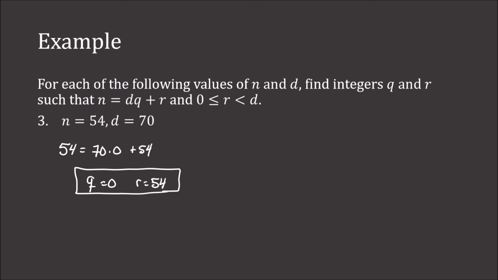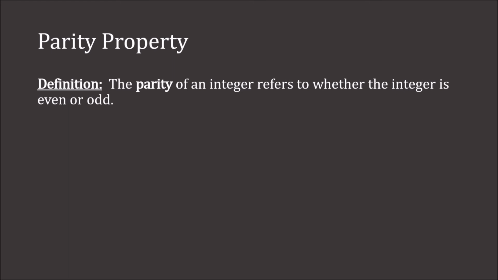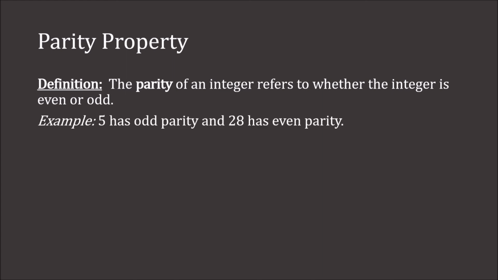So we look at another consequence of integers. It's called the parity property. So the parity of an integer simply refers to whether the integer is even or odd. So for example, 5 has odd parity, whereas 28 has even parity. And the parity property states that an integer is either even or odd. So every integer has to be one of these two options.